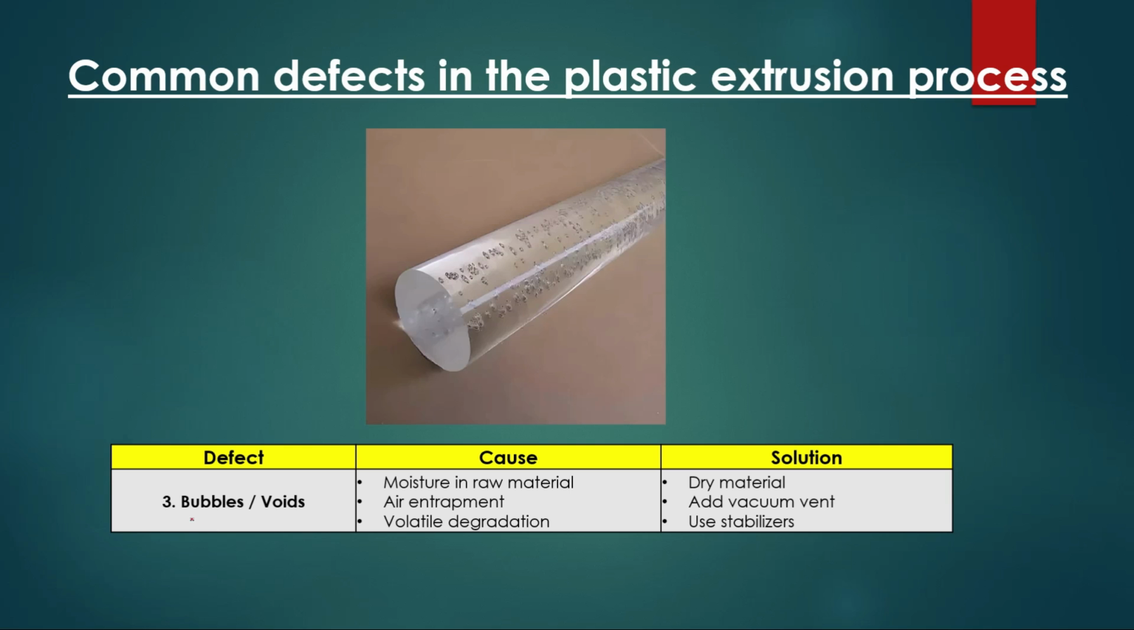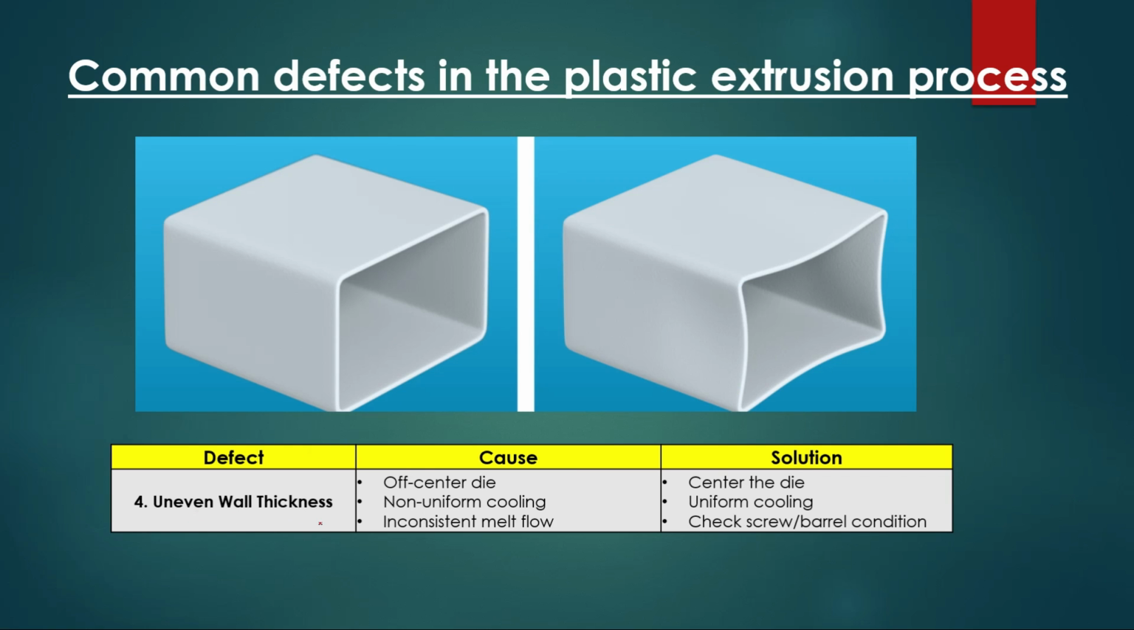Then we have the bubbles or the voids. These are small bubbles that generally form inside the product. This is because of moisture in the raw material. If the raw material is not completely dry, we can expect this type of defect, and also air entrapment. So we need to properly dry the material, or we can use a vacuum vent and stabilizer.